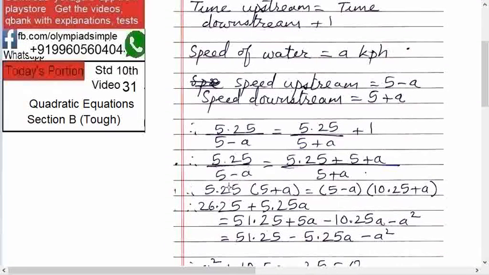So 5.25 upon 5 minus a equals 5.25 upon 5 plus a, plus 1, which is (5.25 + 5 + a) upon 5 plus a, right? Solve it, cross-multiply. So 5.25 into (5 + a) equals (5 − a) into (10.25 + a), right? Okay, so 26.25 + 5.25a equals 51.25 + 5a − 10.25a − a². Solve this bracket, you will get the same answer, equals 51.25 minus 5, and this becomes minus 5.25.